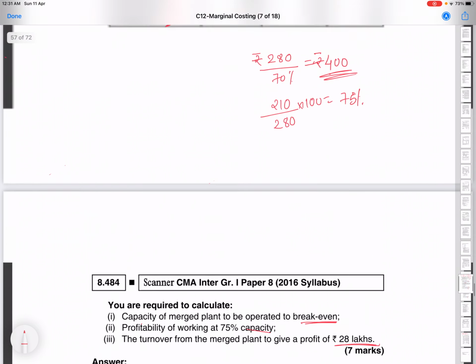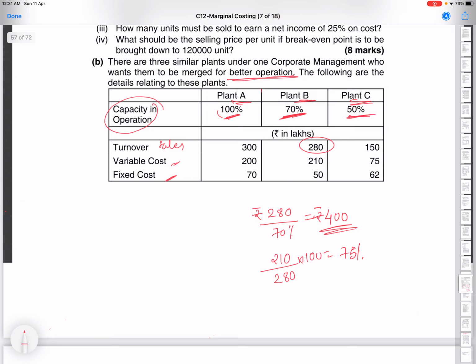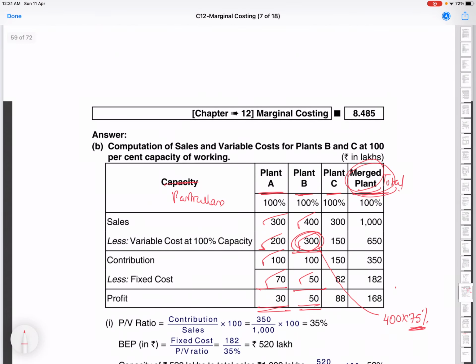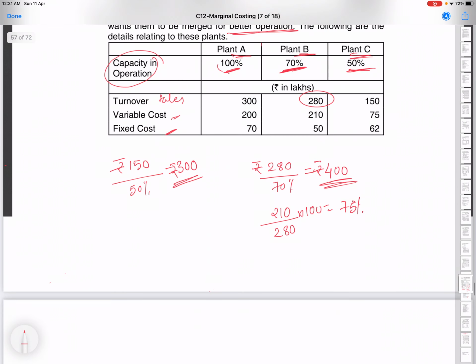Plant C. Plant C is working at 50% capacity and gives sales of 150. So 150 sales are given when the plant is working at 50%. So at 100% how much? Divide it. You will get 300. So 300 is the sales you will get if the plant is working at 100% capacity. Correct? So here we got 300.